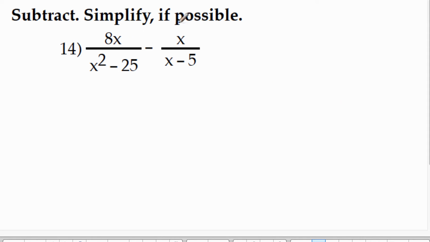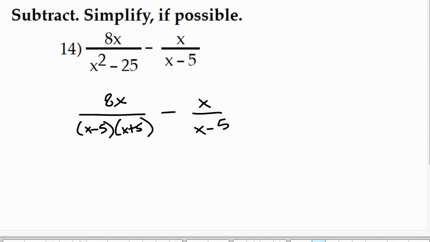Okay, now it says subtract. There's not an equation sign here, so I can't use the "I hate fractions" rule. So if I have fractions and I'm asked to subtract, I have to get a common denominator. First thing will be to factor that one. So that's a difference of squares, so it's x minus 5, x plus 5. Okay, minus x over x minus 5.